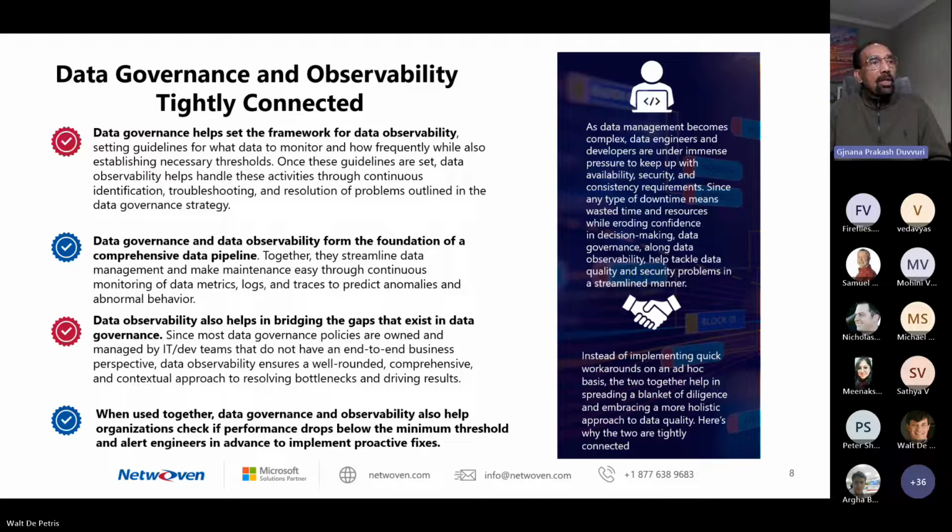When you use data governance and observability together, when performance drops or falls to a minimum threshold, an alert goes to engineers in data advance so that proactive fixes can be done.